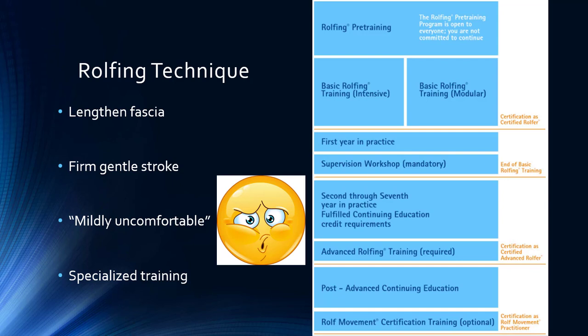Since gravity tends to shorten fascia, Rolfing techniques should lengthen fascia. Once an evaluation is complete and identifies shortened segments, Rolfing involves the application of firm strokes with gentle pressure to affect fascial restrictions. This procedure is often called mildly uncomfortable by practitioners for their patients.